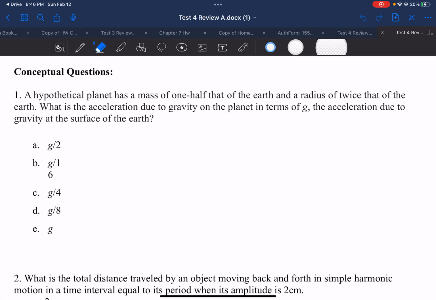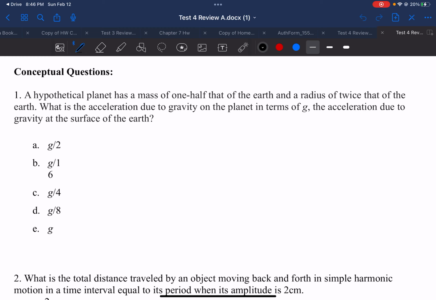So this is a review of the multiple choice questions for the upcoming exam. Question 1. A hypothetical planet has the mass of 1/2 that of Earth and a radius of twice that of Earth. What is the acceleration due to gravity on the planet in terms of g, the acceleration due to gravity at the surface of Earth?